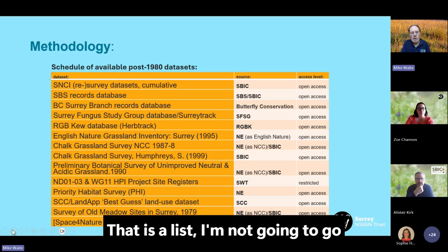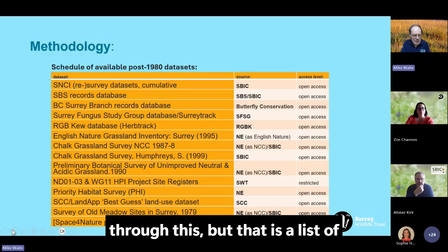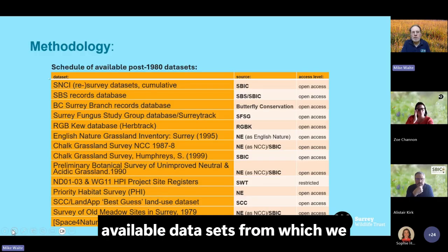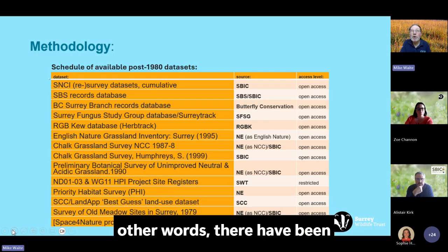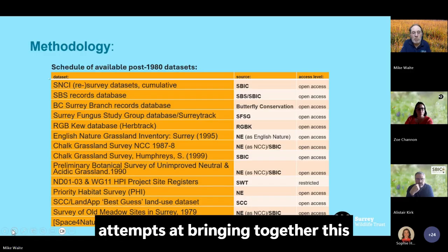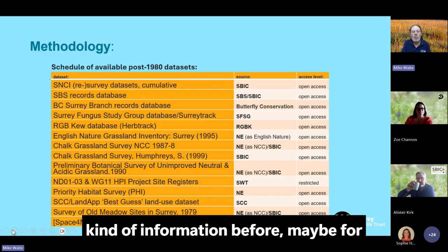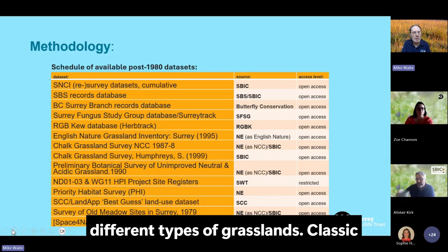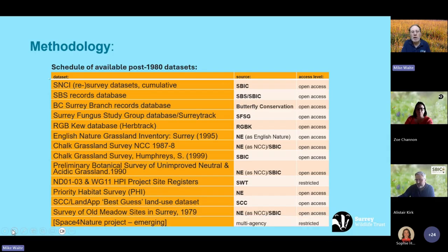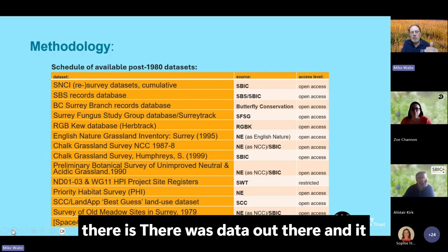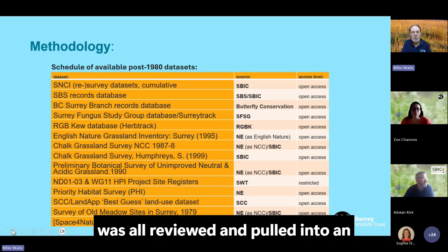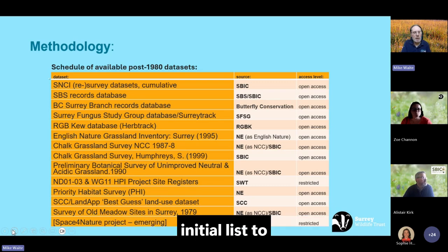That is a list. I'm not going to go through this, but that is a list of available data sets from which we pulled together an initial list. So in other words, there have been attempts at bringing together this kind of information before, maybe for different types of grasslands. Classic there is the Chalk Grassland Survey by Simon Humphreys in 1999. So there was data out there, and it was all reviewed and pulled into an initial list to start with.